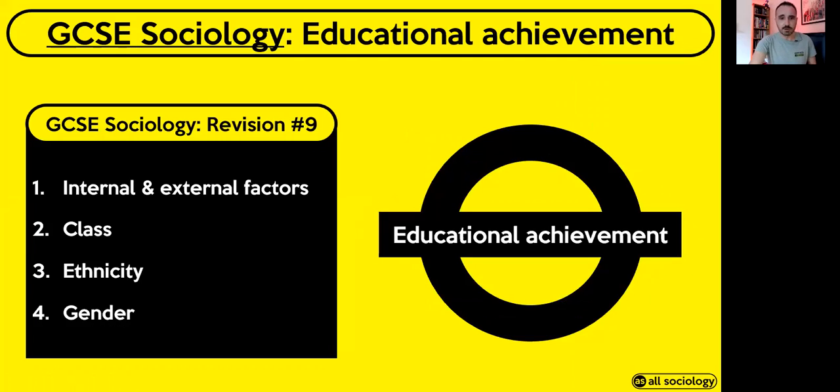I'm going to take that away very quickly to talk about what we're doing today, which is about internal and external factors that can affect achievement. So I'm talking about stuff that happens in school internally, or external factors, stuff that happens outside of school. And then I'm going to spend a few minutes talking about issues relating to class. So why is it that generally middle class kids do better in school than working class kids?